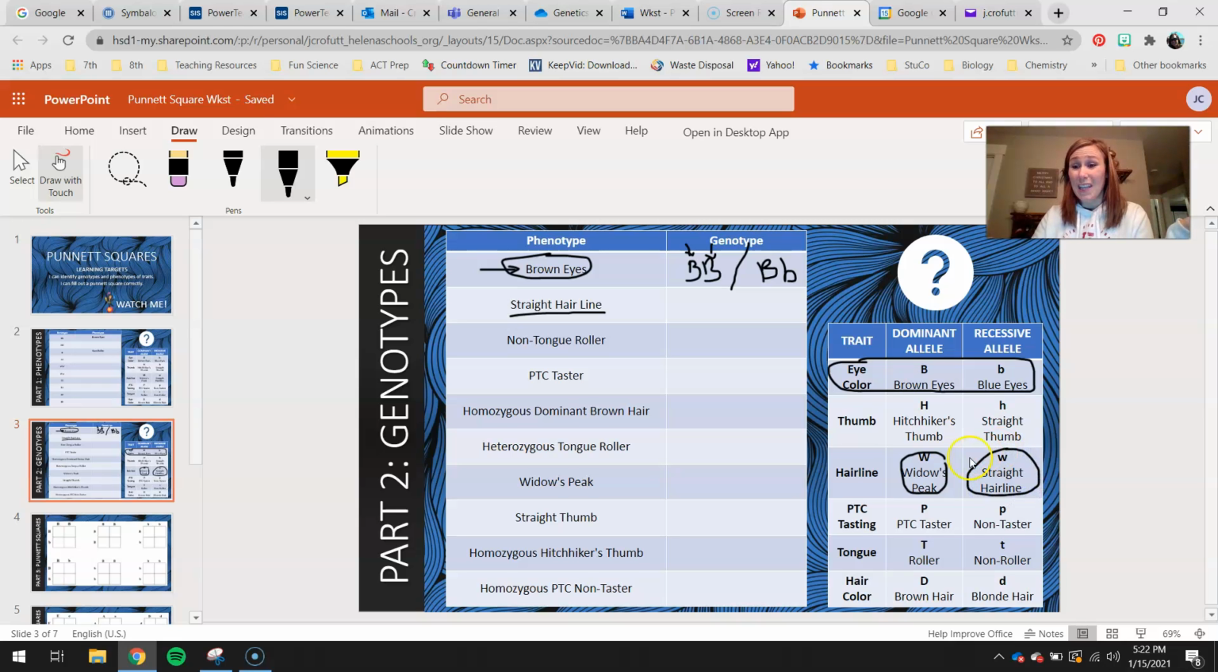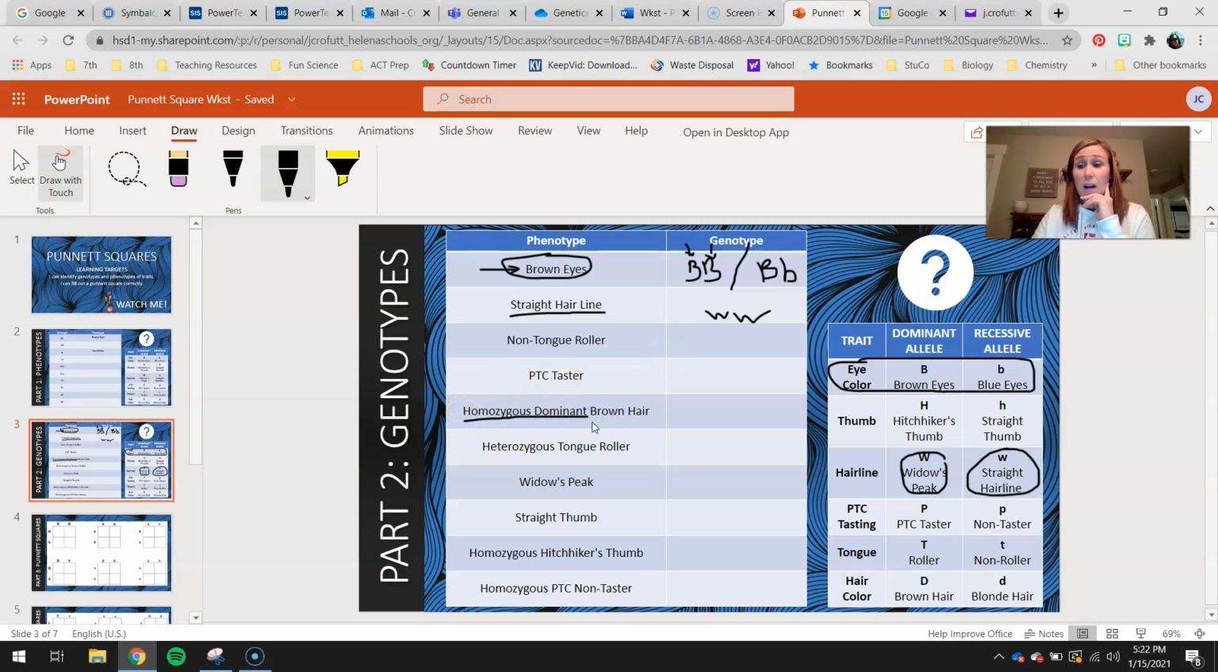Okay, now that one only has one option, and we do know the genotype because the only option would be little w. Make sure you guys can tell the difference between little w's and capital W's. Okay, let's look at one that has enough information.